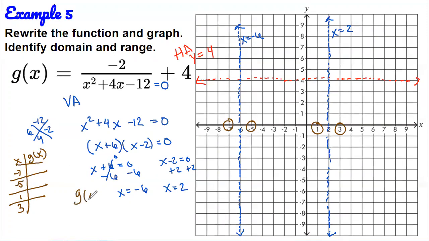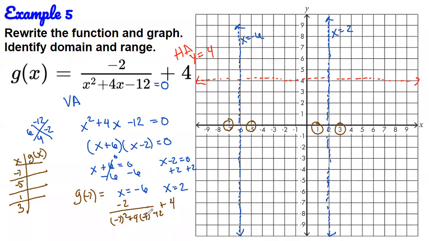So g of -7 equals, and let me make some space, -2 over -7 squared plus 4 times -7 minus 12. Sorry, minus 12. I wrote 12, but I said 2. Okay, use your calculators for this. Let's see what you get. 7 times 7 is 49. Yes. We have -7 squared plus 4 times -7 minus 12.